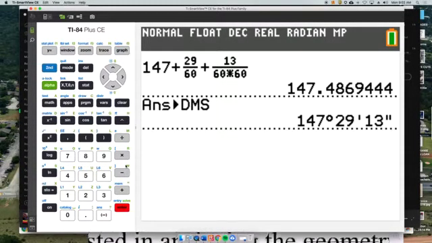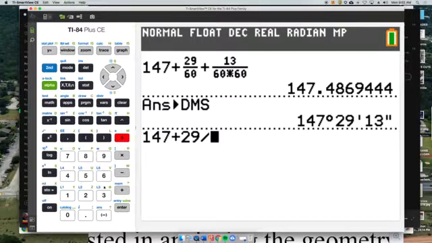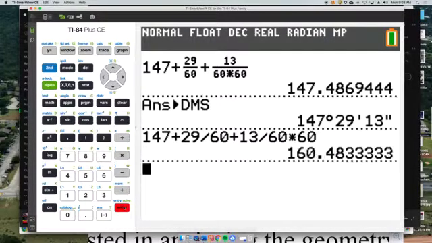The other way to type it in is to not use the horizontal division bar. 147 plus, we get 29 divided by 60. Plus, and here's where some people can mess up, 13 divided by 60. Oh, and we need to multiply by 60. Is that going to work? No, because your calculator is going to do 60 in the bottom times 60 in the top. Those are going to divide out, leaving you a 1. You're not going to get the same answer.